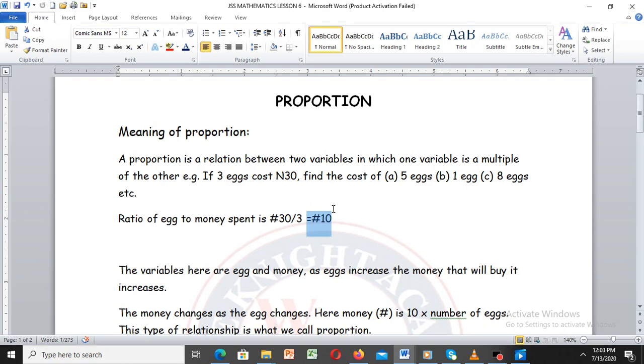So for 3 eggs is 10 naira times 3, which is 30 naira. And for 5 eggs, it will be 10 naira times 5, which will give us 50 naira. And for 8 eggs, it will be 10 naira times 8, which will give us 80 naira. So, the money is the multiple of the egg. A proportion is a relation between two variables in which one variable is a multiple of the other.